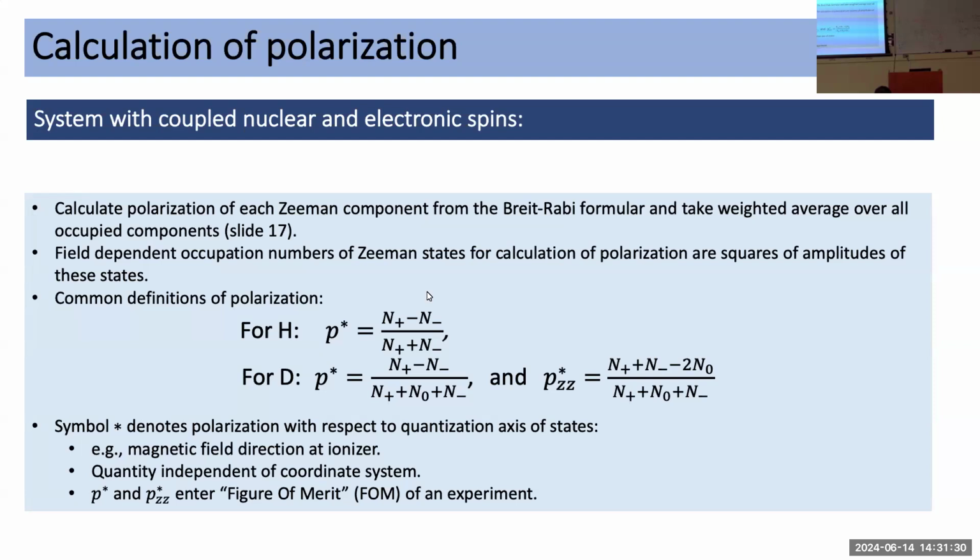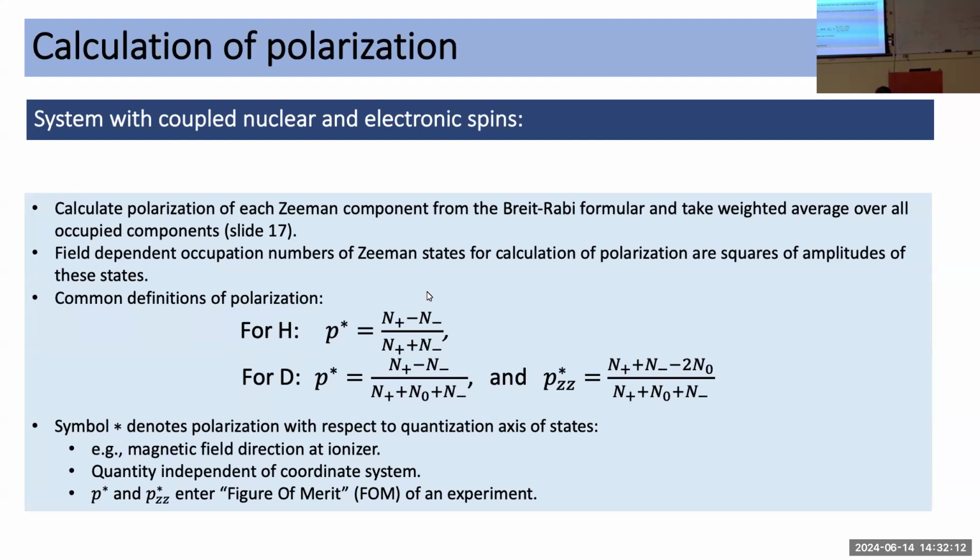And for deuterium, as deuterium is a spin 1 particle, it has 3 orientations in a magnetic field. You need one more quantity, so besides the vector polarization, you have conventionally the so-called tensor polarization. The star here denotes that this is the polarization with respect to the quantization axis. That can be the field in an ionizer. So if you send this atomic beam into an ionizer and you ionize it, there's a certain magnetic field orientation in that ionizer, and that defines your quantization axis. It's a quantity that is independent of magnetic field.